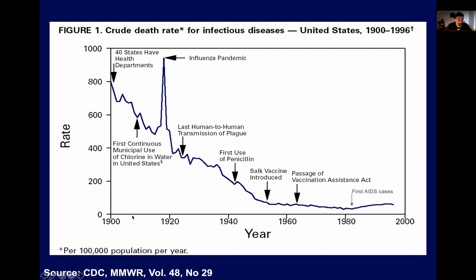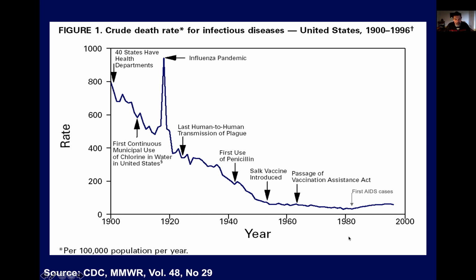These are the things that we think of as public health impacts and achievements over the course of the 20th century that really brought down the death rates. You can see that health departments were established in the early 1900s in most states, chlorination of the water supply around the US as well.